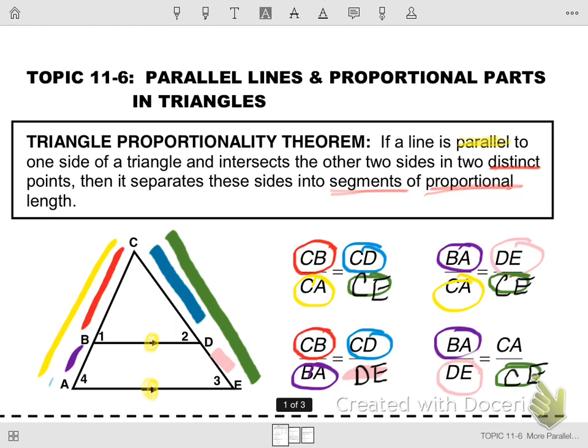were given. But the theorem just says if a line is parallel, and I've highlighted parallel in yellow and marked the arrows on the diagram, they're parallel to one side of a triangle and intersects the other two sides in two distinct points, then it separates these sides into segments of proportional length. So if you want to take the time out to color code it, you can. That is completely your choice.